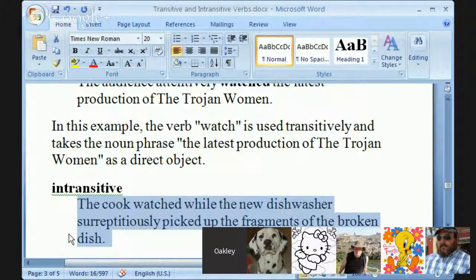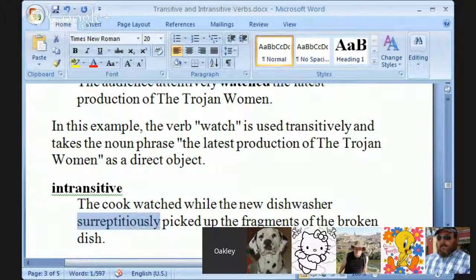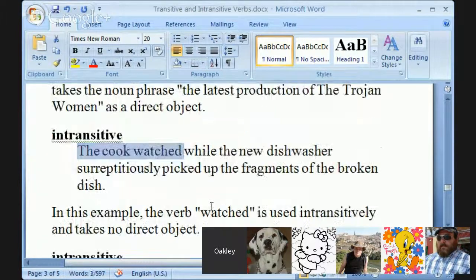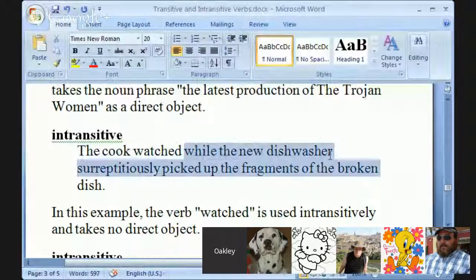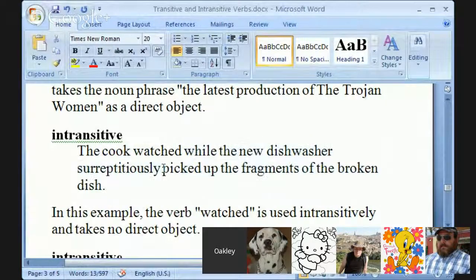Surreptitiously. Here's a great word. It's hard to say, even for me. Very carefully picked up the fragments of the broken dish. Okay, well, now, look at this. This is interesting because what we have here, while the new dishwasher, blah, blah, blah, picked up here is transitive. He picked up what? The fragments. Okay.